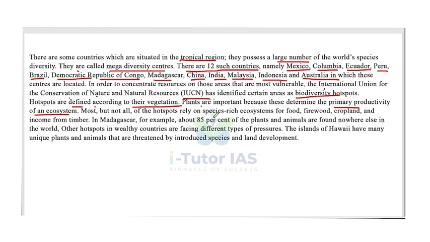So these are important. Most but not all of the hotspots rely on species-rich ecosystems for food, firewood, cropland, and income from timber. In Madagascar, for example, about 85% of the plants and animals are found nowhere else in the world. Other hotspots in wealthy countries are facing different types of pressures. The islands of Hawaii have many unique plants and animals that are threatened by introduced species and land development.